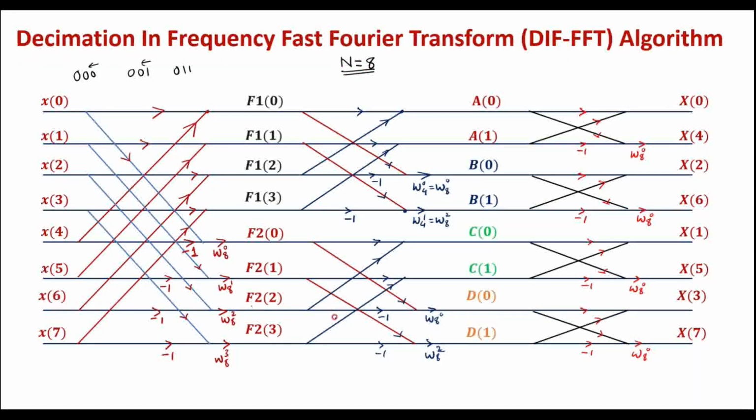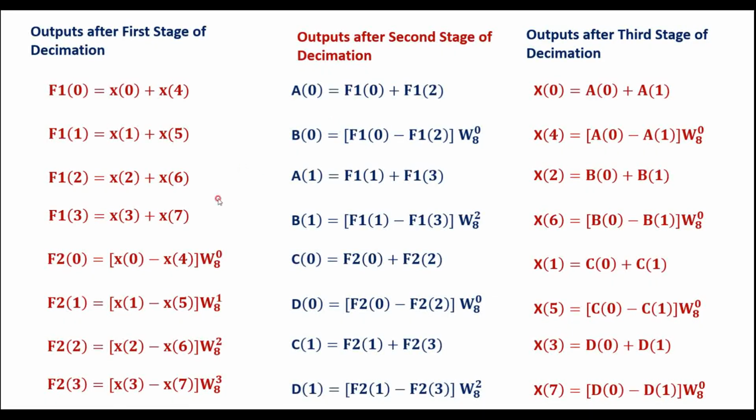Now let me write the summary of all the equations so that we can easily understand. So this is the complete signal flow graph of decimation in frequency fast Fourier algorithm for N equal to 8, and these are the outputs. So this column, that is output after first stage of decimation, these are the outputs after first decimation, these all are the outputs after second decimation, and this is output after third decimation, that is DFT. Thus this is the final output, that is nothing but DFT of the input sequence.